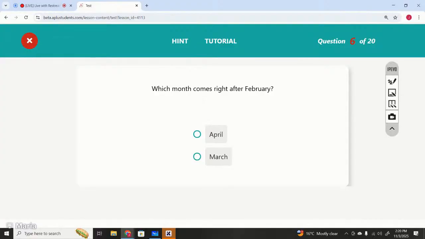Which month comes just after February? Just after February, it is March. Option number 2 is the correct option.